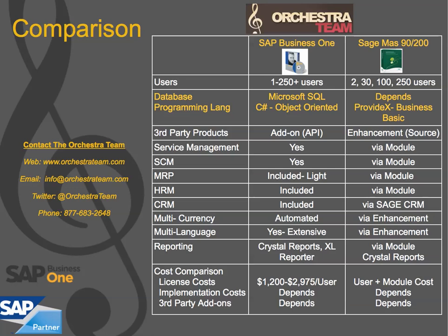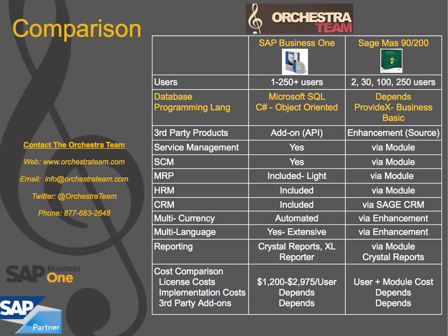The programming language for SAP Business One is C#, which is an object-oriented modern-day programming language. Sage Mass 90 and Mass 200, the main difference between Mass 90 and Mass 200 is just the way that the data is stored. Mass 90 uses a local area network to store data. Mass 200 uses a client-server relationship to store the data. Besides that, it's the exact same software, exact same application. That's why we're comparing it against SAP as one product today. There is also a Mass 200 SQL Server Edition available for an additional license fee.